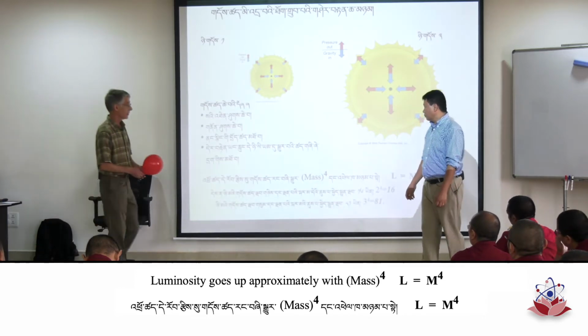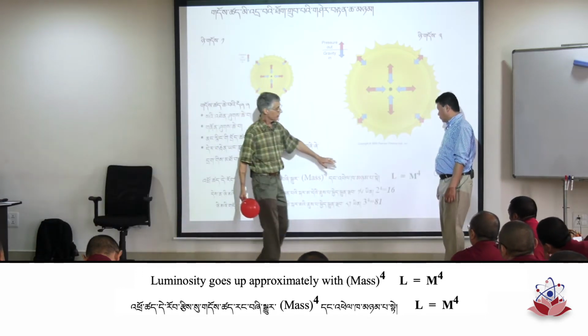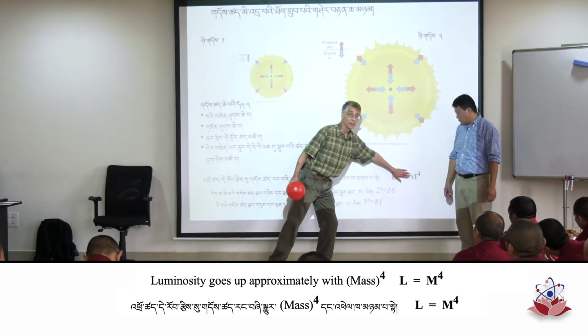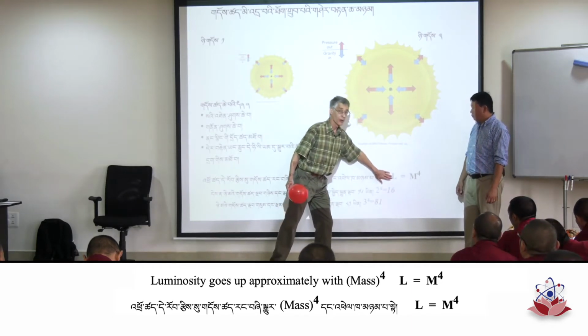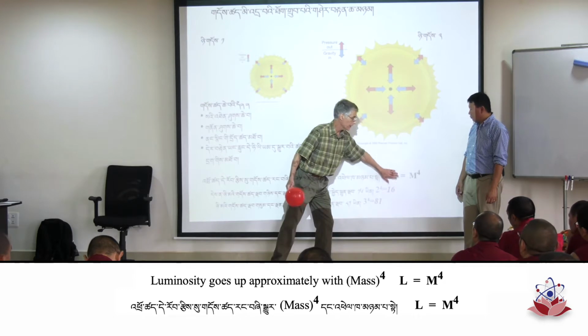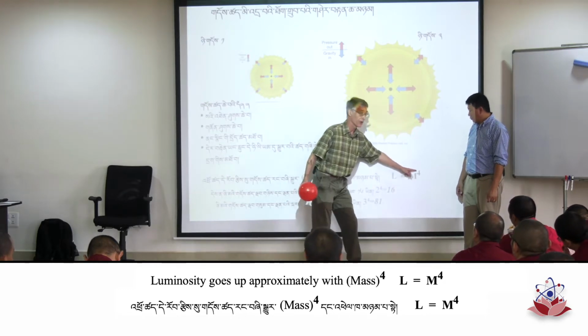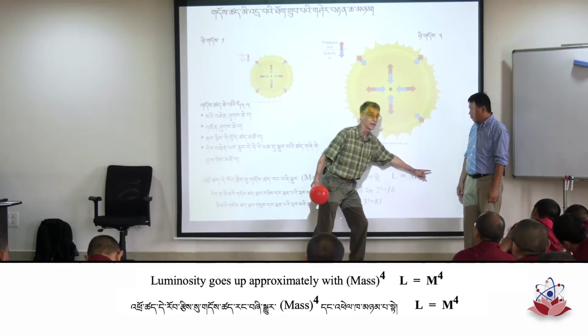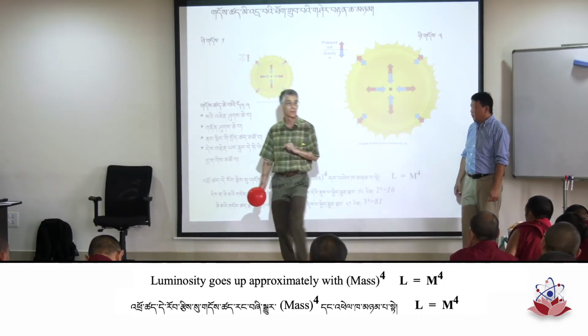So in fact, the luminosity, if you add a little bit of mass, you get out a lot more luminosity because the luminosity depends on the mass to the fourth. That is the mass times mass times mass times mass.